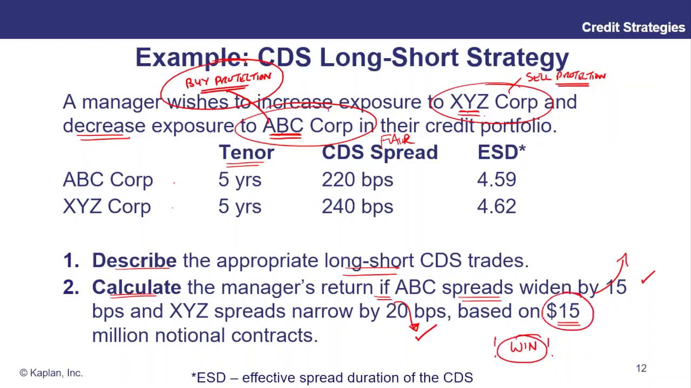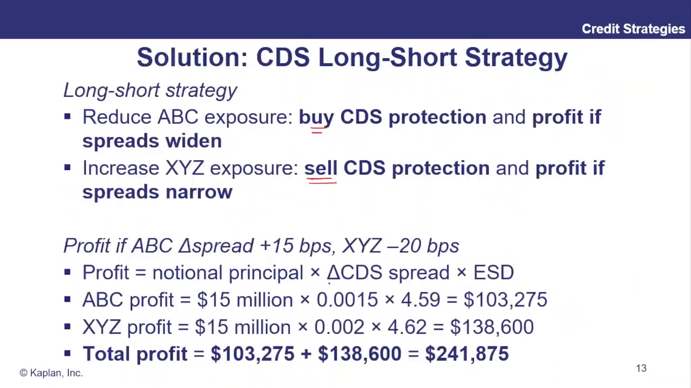We're going to scale our numbers up by 15 million notional principal. But what we need to do is think about what happens when ABC spreads widen by 15 bips. Okay, what we can do is take the 15 bips. There they are there in decimal form. Don't forget to get from bips, basis points, to decimals. You divide by 100 squared. So there's 15 divided by 100 squared. Scale it up by the effective spread duration and then apply that to the $15 million notional principal. That's a 103 gain from the long protection on ABC.